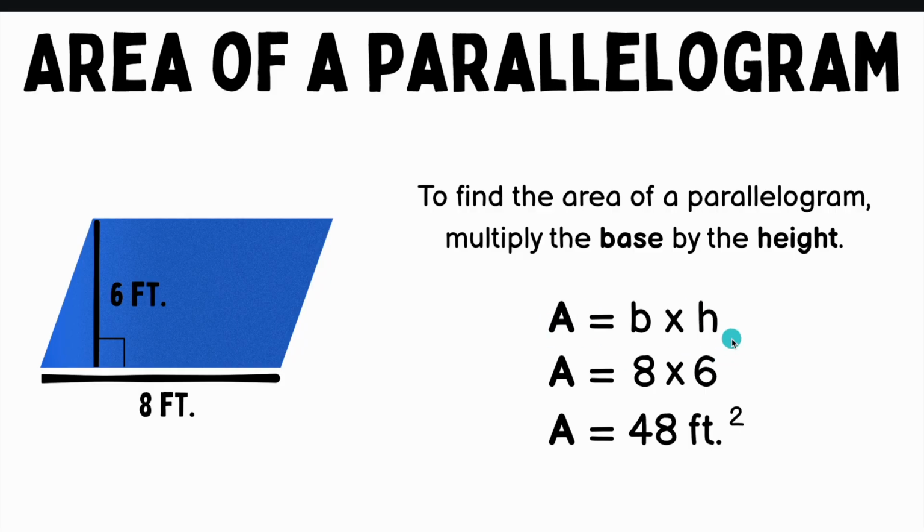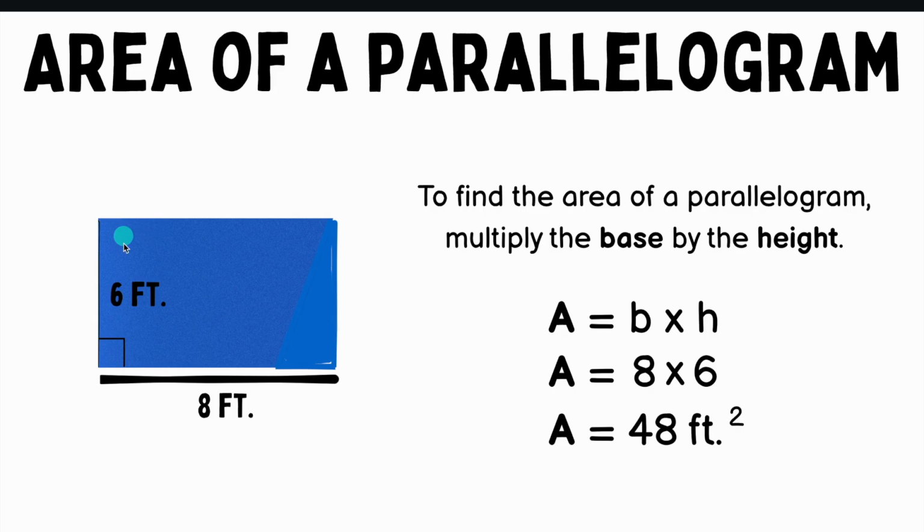We know that this formula works because we can take this space and transfer it over to this side, which means the space or area can be found by multiplying the length times the width, or the height times the base. 6 times 8 is 48 feet squared.